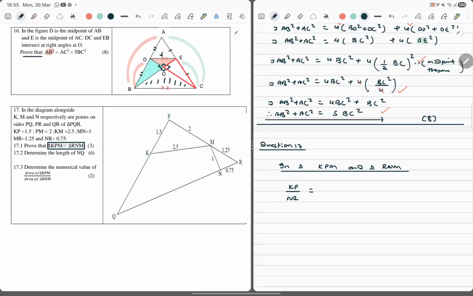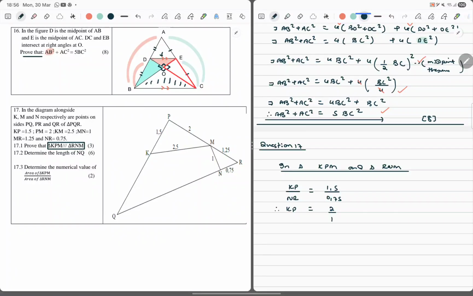And then let's see, this is going to be 1,5 divided by 0,75. I don't know why, guys, I'm doing it this way, but it is what it is. So therefore KP over NR is going to be equal to basically 2 over 1, isn't it?